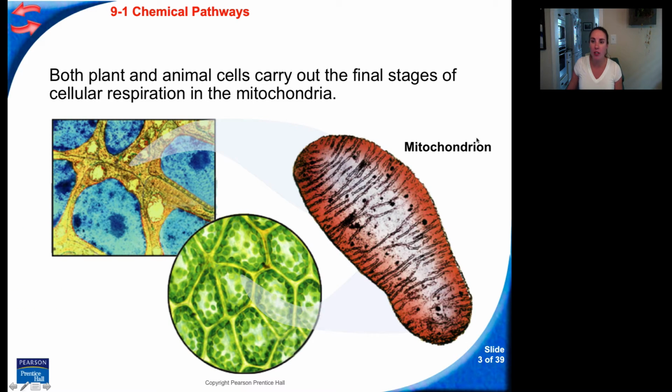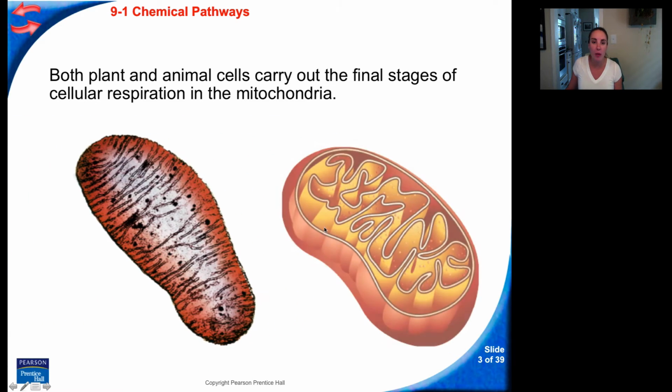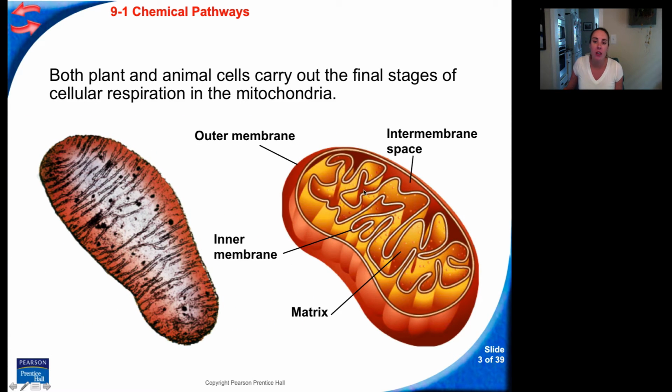So here's the mitochondrion, that's the singular version. And if we open up the mitochondrion, there are different parts. There are membranes, outer and inner membranes, and then the inner membrane space, and the matrix, which is basically the cytoplasm of the mitochondria.